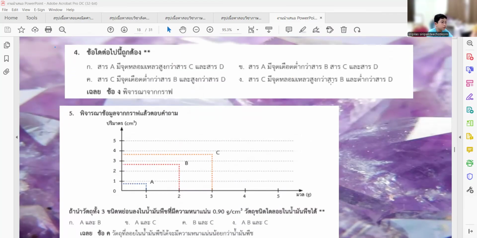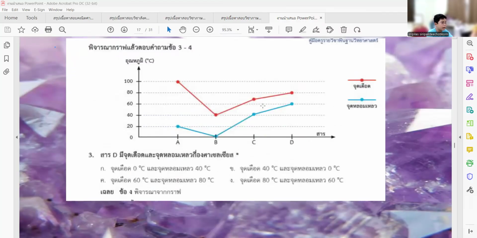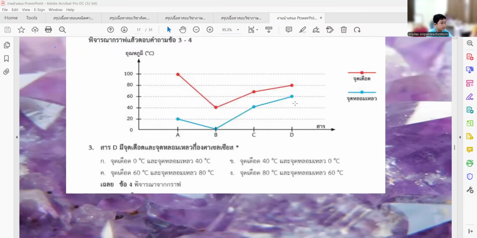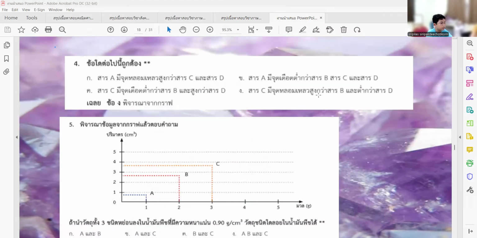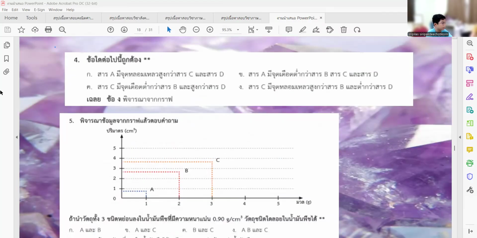C has a higher melting point than B and lower melting point than D. Wait, hold on. Higher melting point than B, lower melting point than D. Yes, correct. So we're going to answer yes, and it's correct.